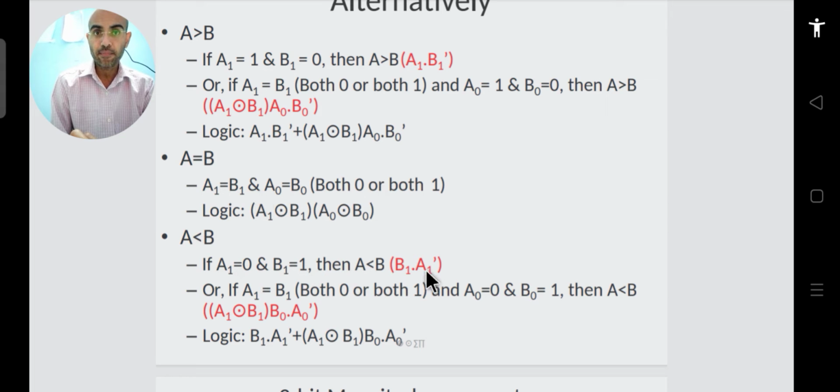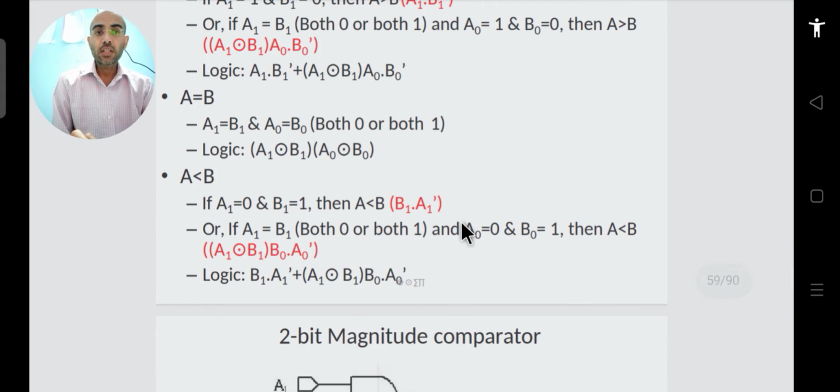So this AND. Now for the third case, the case when A is less than B, again there will be these possibilities, so you combine them together. So the possibilities are like this: if A1 is 0 and B1 is equal to 1, so you write this expression. So in this case A is less than B. So it is written as, because this is non-complemented, so B1, and this is complemented, so A1 complement, right?